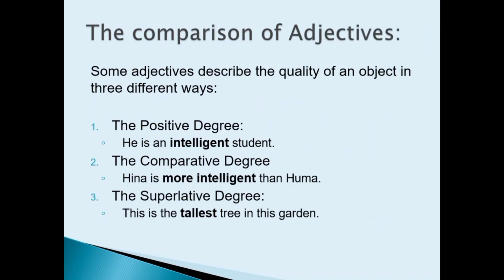Some adjectives describe the quality of an object in three different ways. The positive degree: he is an intelligent student. Here, intelligent is the positive degree of adjective. The comparative degree: a human is more intelligent than a hyena. Here, more intelligent is the comparative degree of adjective. The superlative degree: this is the tallest tree in this garden. Here, tallest is the superlative degree of adjective.